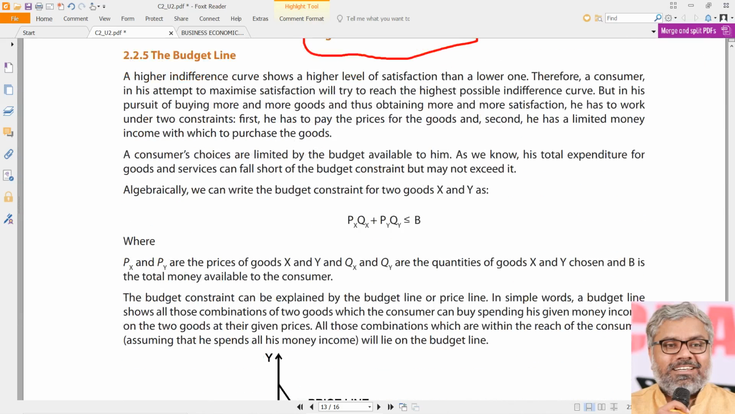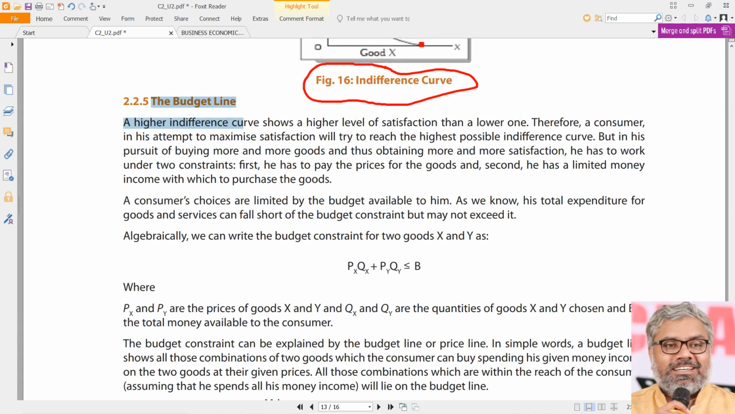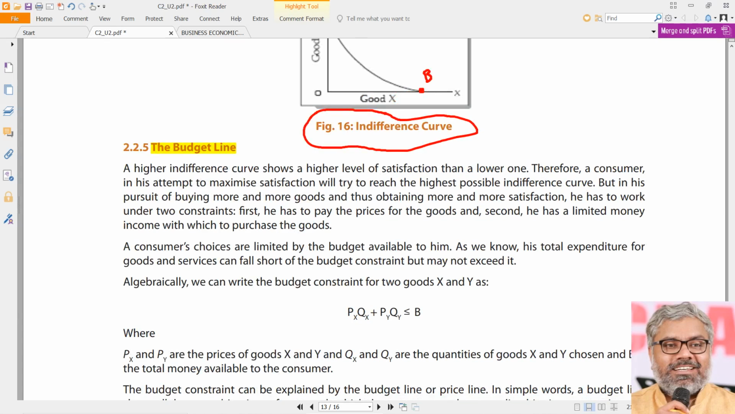Now moving on to another extension of the same analysis, the budget line. Now we talk about money. Indifference curve is about satisfaction and quantities. Budget line is about money. Normally, when we talk about a higher indifference curve, that will show a higher level of satisfaction than the lower indifference curve. We know that already.